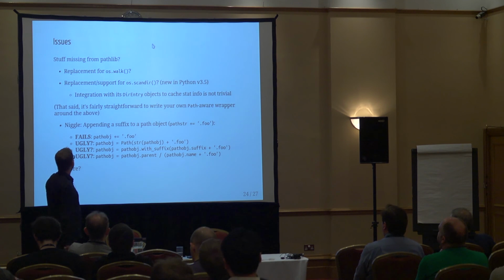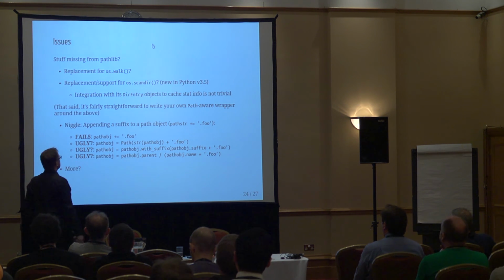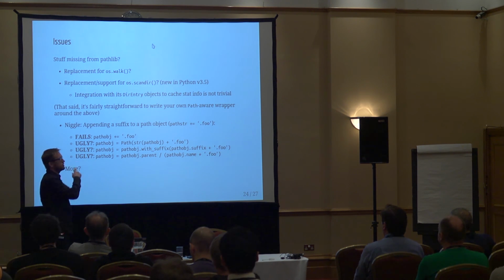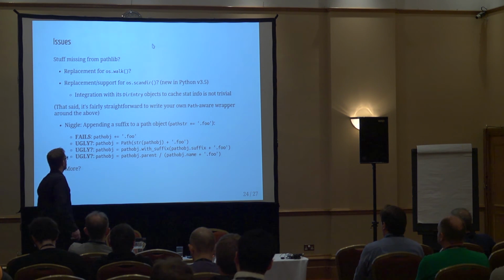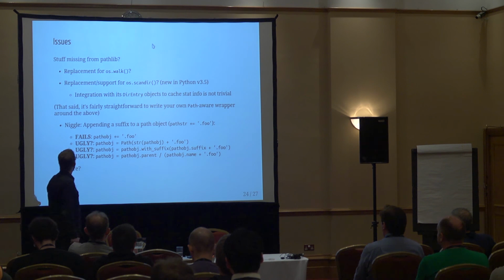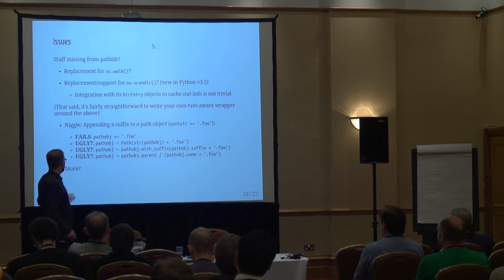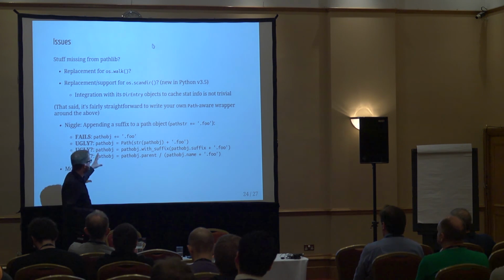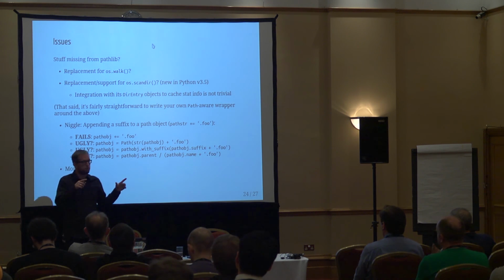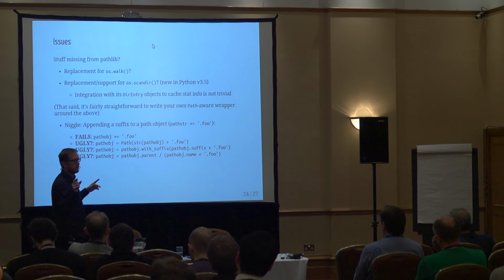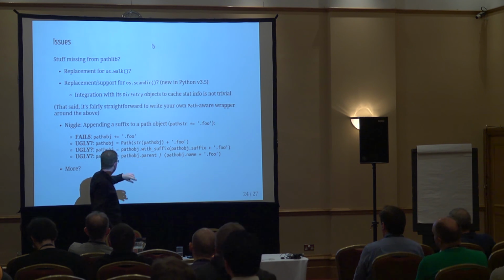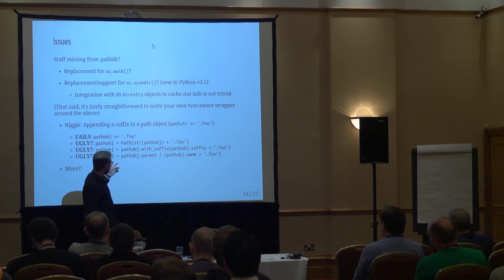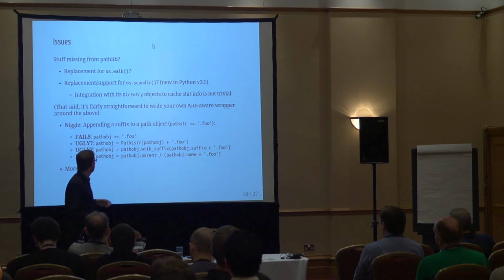There's some stuff missing from pathlib. I would like to see an os.walk function. I would also like to see some integration with os.scandir, which does more efficient traversal of the directory structure. There are also some niggles where, say I have a .tar path and I want to append a .gz to that. I haven't found a really nice way of doing that. Maybe the bottom one here is the best one. But yeah, there might be more things missing that I haven't encountered yet.